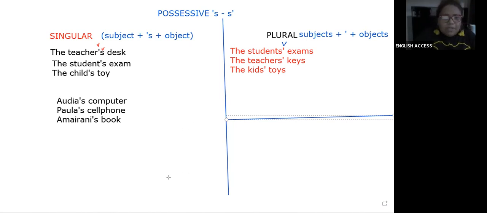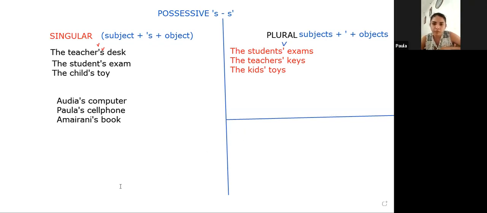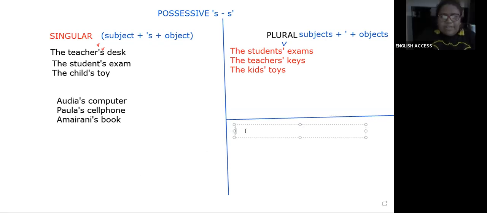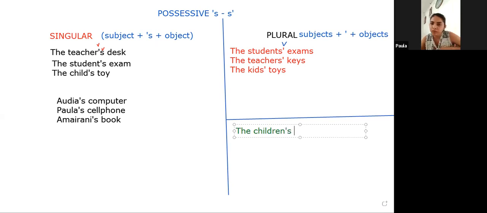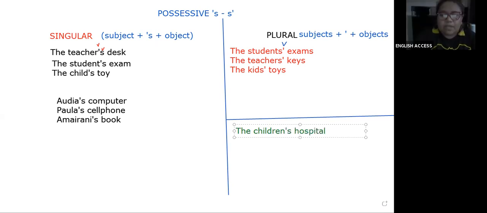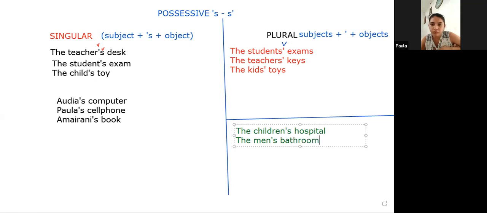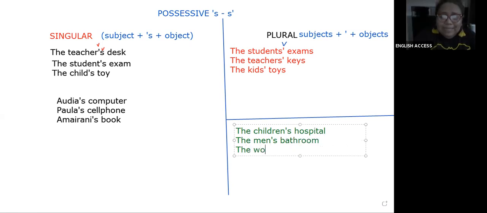We're gonna do the next. We're gonna do this. For example, we can say the children's hospital. The men's bathroom. The women's dresses. Like that.